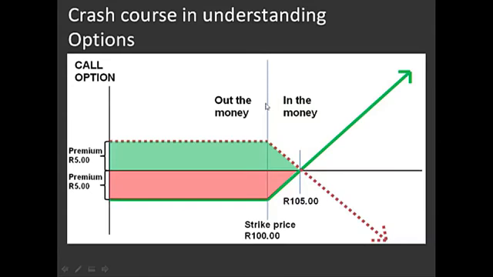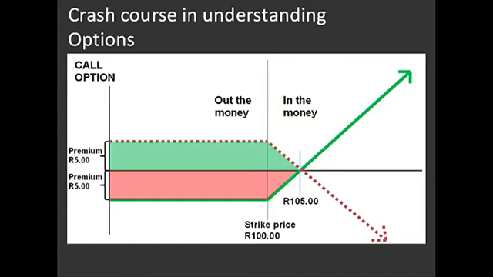The terms in the money and out of the money are very applicable to options, and you can see, to the left-hand side of the 100 Rand strike price over there, we talk about that being out of the money, and on the right-hand side, to the right of 100 Rand per share, that is in the money. Okay, right, so that's the basics on call options.